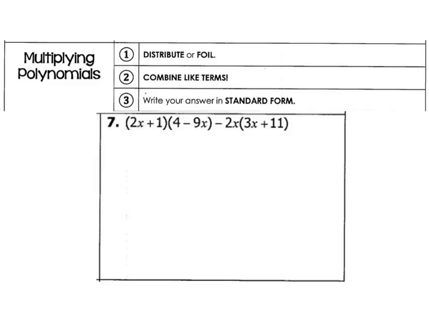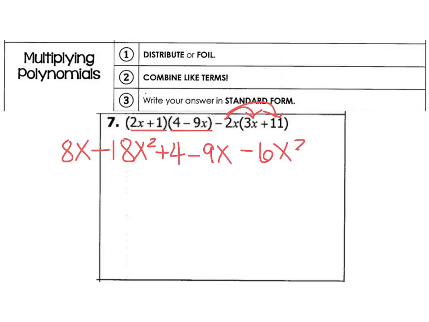So first thing we want to do in this problem, number 7, let's start with this binomial times this binomial. So we need to FOIL that out. So 2x times 4 gives us 8x. Then 2x times negative 9x gives us negative 18x squared. Inner gives us plus 4. And then last, minus 9x. And then over here, we want to be sure to distribute the negative 2x to both terms on that side. So we end up with negative 6x squared minus 22x.